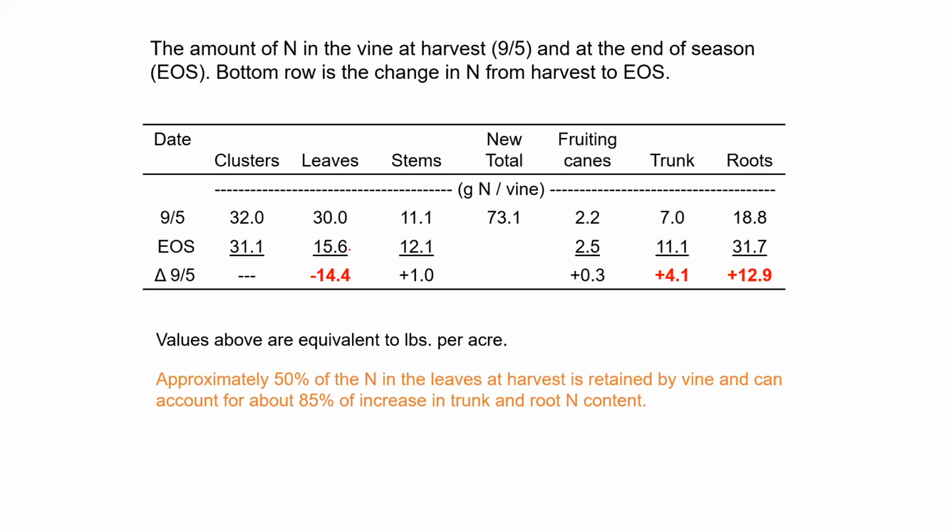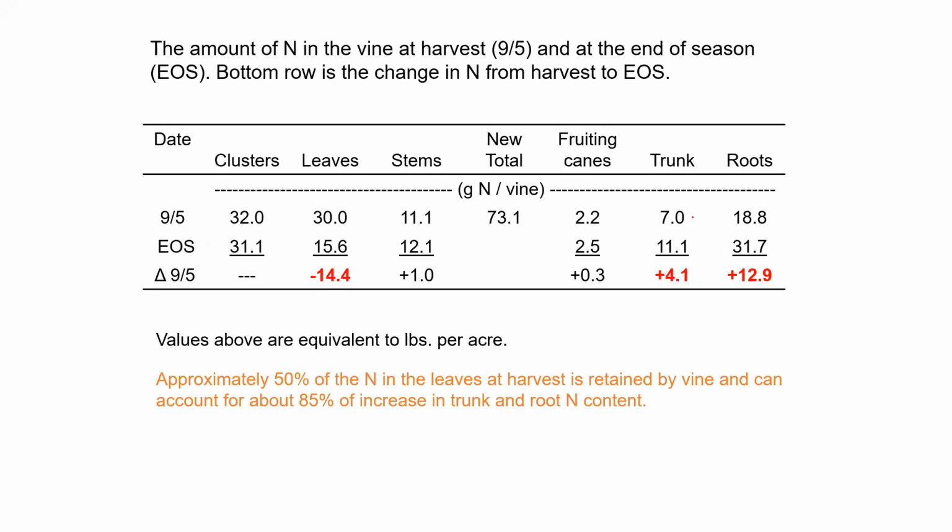But at the end of the season, so these are fallen leaves, basically how much nitrogen was left in the leaves when they fell off the vine, only 15 grams. So about 14 grams of nitrogen was taken out of the leaves during senescence. And let's look at trunk and roots. This is where your reserves of nitrogen are accumulating.